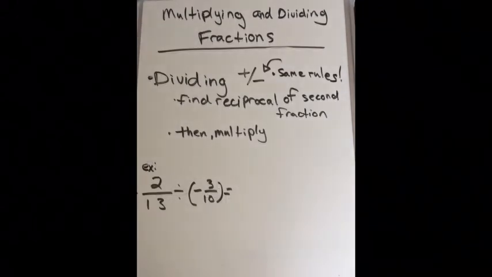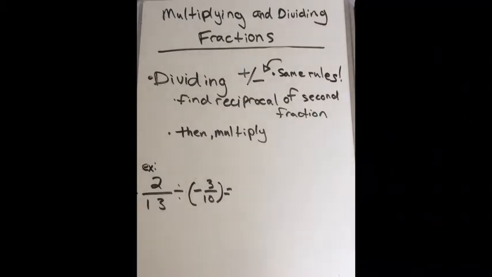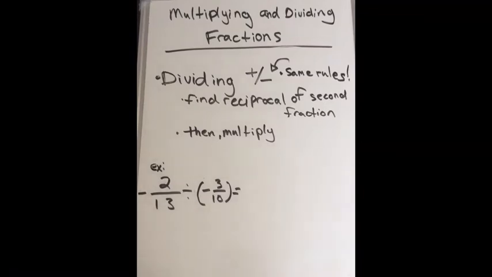Now, let's talk about dividing positive and negative fractions. Remember, with positive and negative, the same rules apply as they do for integers when multiplying and dividing. So in the example here, we have negative 2/13 divided by negative 3/10. One thing we can consider is that we have a negative divided by a negative. And if I'm remembering the other videos correctly, a negative divided by a negative is the same as a negative times a negative, which is a positive. So we don't have to worry about putting the sign here. Just keep in mind that it's a positive quotient in this case.